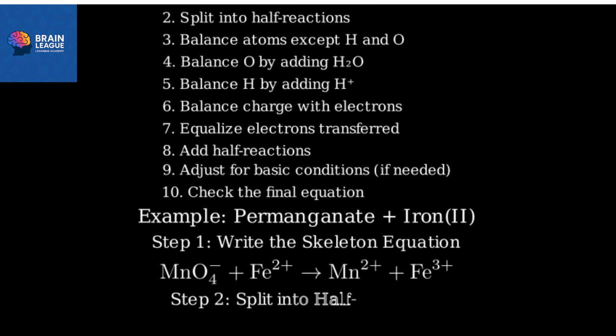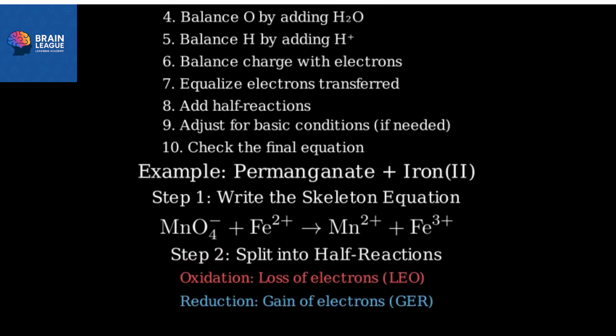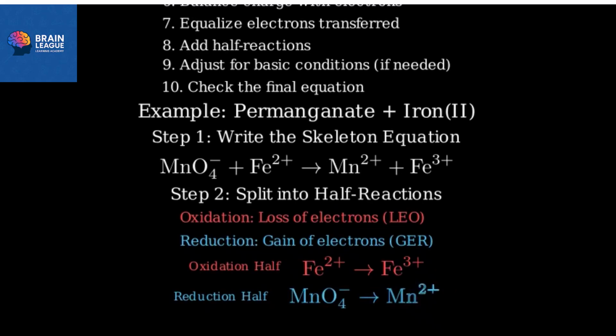Step 2. Split the reaction into oxidation and reduction half reactions. We need to identify which species is being oxidized and which is being reduced. In this case, iron 2+ is being oxidized to iron 3+ because it's losing an electron, and permanganate MnO4- is being reduced to manganese 2+ because it's gaining electrons.